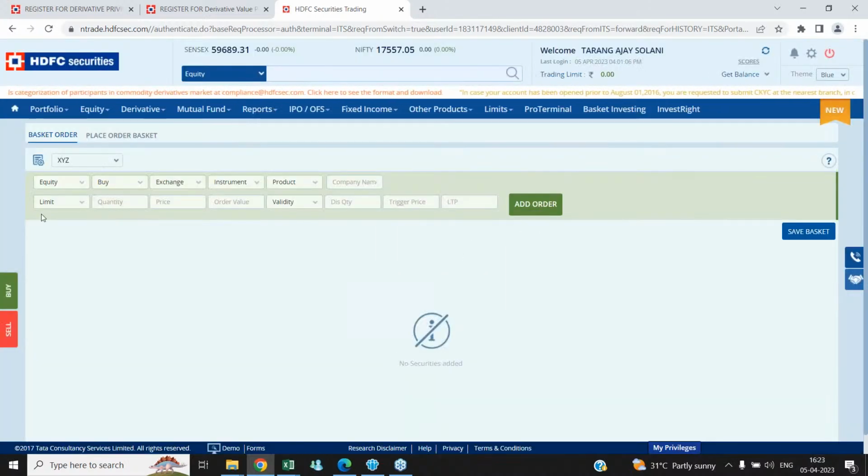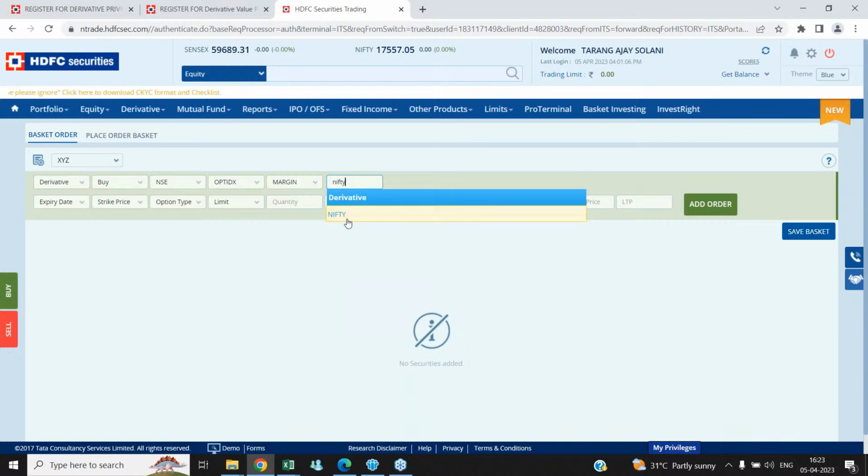So here, if I want to initiate any strategy, like I want to buy 17,500 call and sell 17,700 call for the 13th April expiry, then I can do it with a single order panel. So here I am buying NSE option index, Nifty, 17,500 call at 140 rupees.